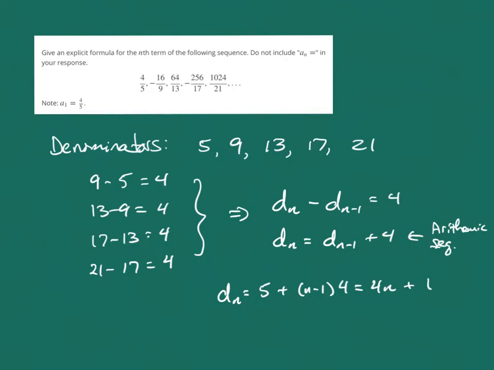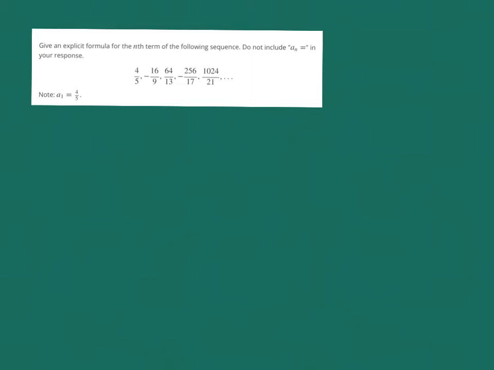And so let's put this together and see if we can get a final description of this sequence. For my numerators, these look like consecutive powers of 4. For my denominators, they were an arithmetic sequence, and so I had 4k plus 1 for those. So that always worked for k greater than or equal to 1 in that case.